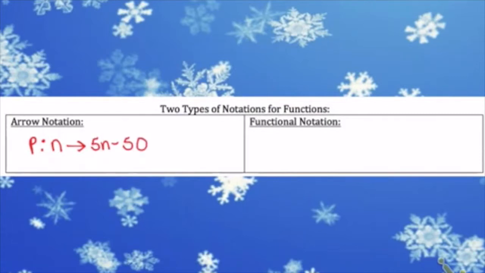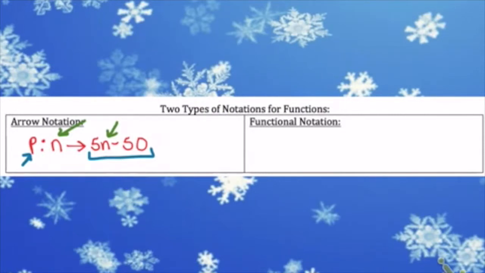5n minus 50. Now this part right here looks a little bit like the mx plus b part of the equation, and that is what it is. The p is just a letter that symbolizes a certain function. It can be really any letter that stands for any function. The letter that follows is your input value. We've typically been using x, but you can use other variables. We read this as p of n, and that means 5 times n minus 50.